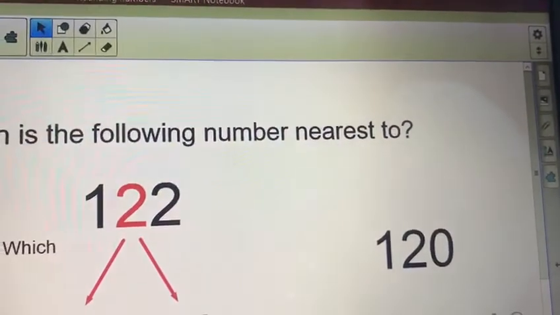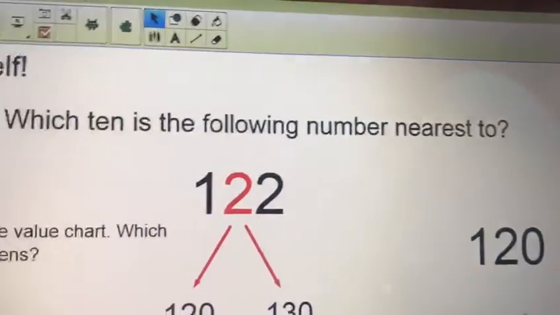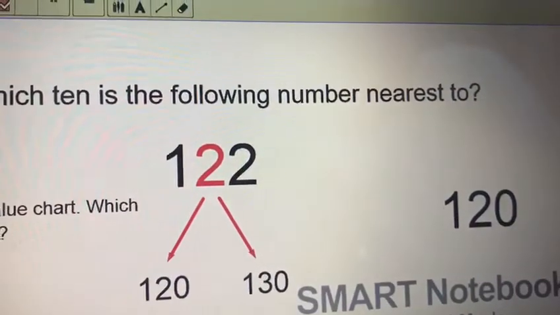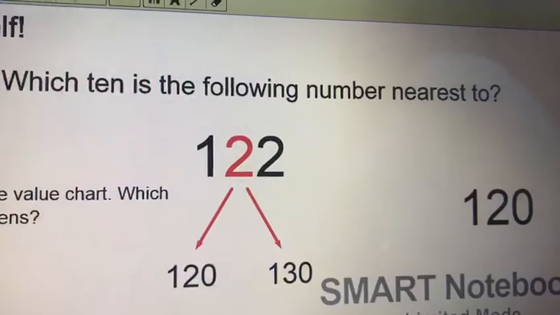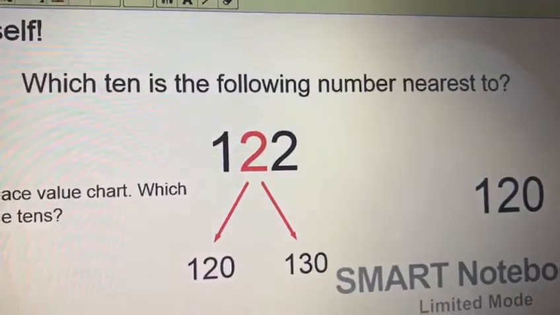So the answer would be 120 because the 2 was less than 5. So we have rounded 122 to the nearest 10. Excellent work, everyone.